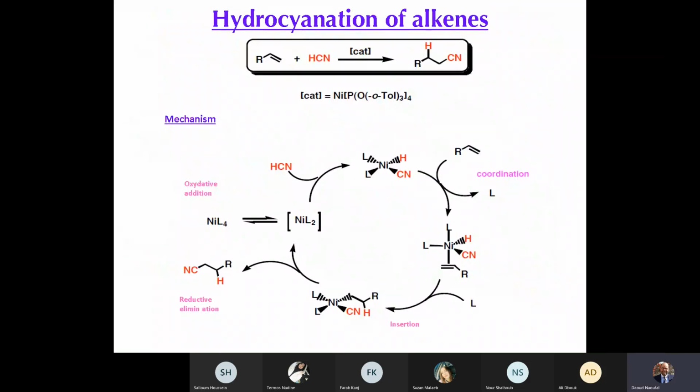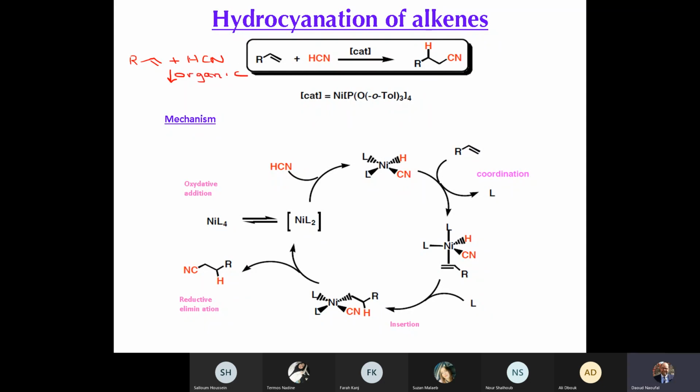We pass to another reaction, which is the hydrogenation of alkene: alkene plus HCN in the presence of catalyst to give the nitrile. Suppose I write this reaction in traditional organic chemistry: R-CH=CH2 plus HCN.